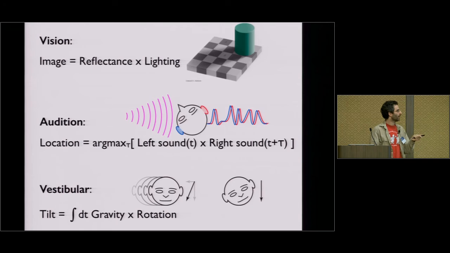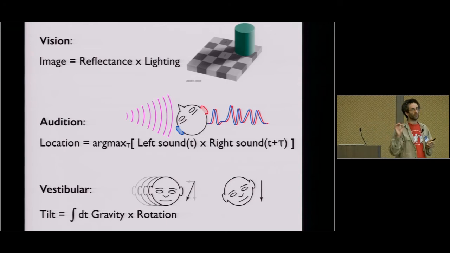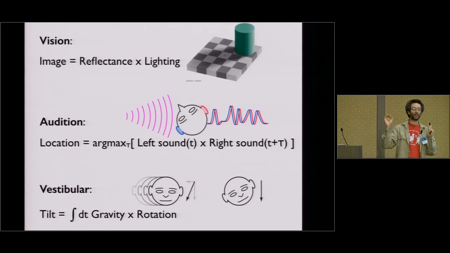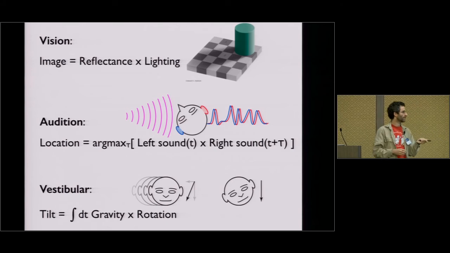In vision, you have a product of reflectance and lighting, which gives you your image. So that's kind of a quadratic code there. In audition, we think about sound localization as arising from a quadratic code. You're measuring correlations between signals from your left ear and your right ear, and that correlation is, of course, a product as well.